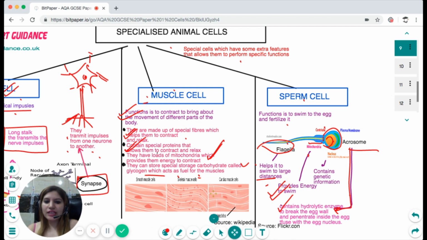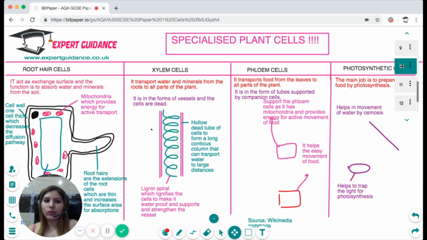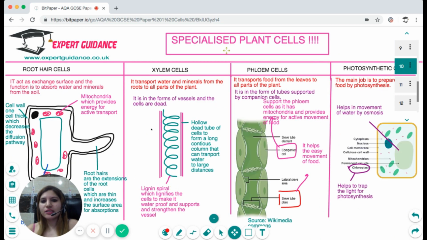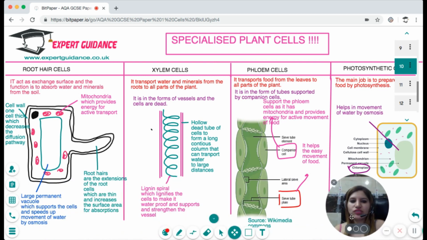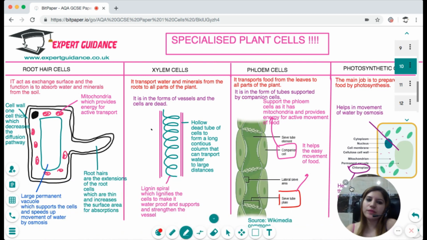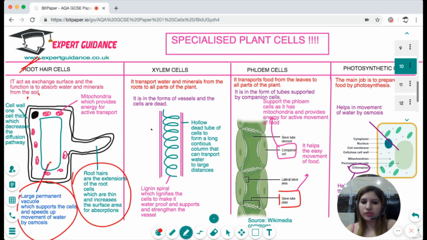Okay, so now as we have finished the specialized animal cells, in the same way we have the specialized plant cells. Now, what are the specialized plant cells? Again, these are those cells which have some extra features that allow them to perform special functions. Now, again, to write about these, you should first know their function. So root hair cells are cells which act as an exchange surface and absorb water and minerals. Now, for the absorption of water and minerals, it needs a large surface area. So the root hairs are the extensions which provide a large surface area for the absorption of water and minerals. Then it has a large permanent vacuole which supports the cell and speeds the movement of water by osmosis.